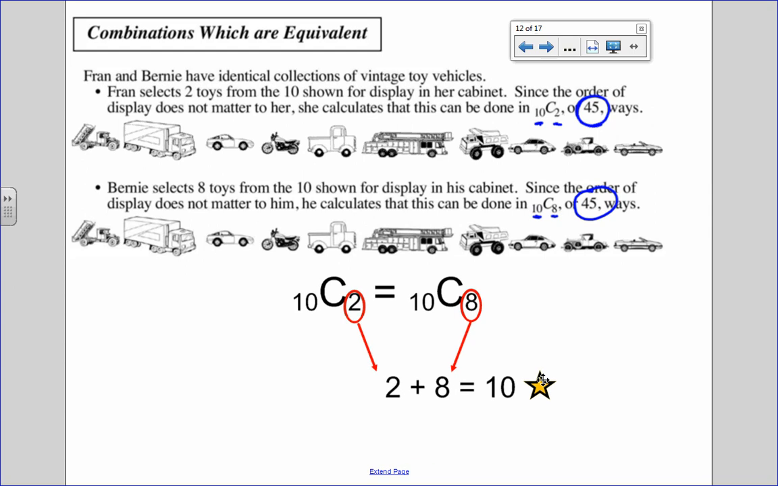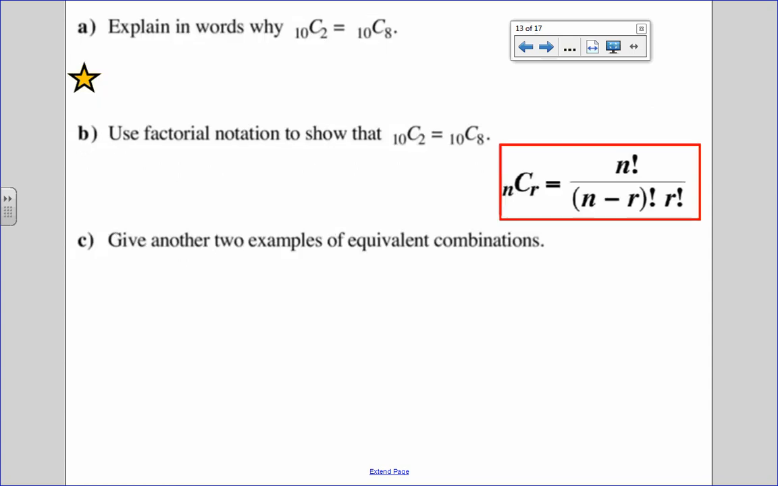Now the reason that they're equivalent is because Fran picking 2, Bernie picking 8, those 2 add up to 10 altogether. So a simpler way of saying this is you could say that Bernie had 8 cars that he selected, which is the same as Fran selecting 2. So if you have 10 cars and you select 2 cars to be on display, that is the exact same thing as not selecting 8 because 2 and 8 add to 10. So those are equivalent. Let's look at that in a little bit more detail.